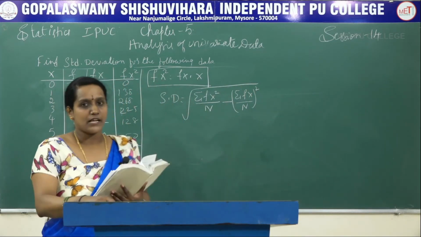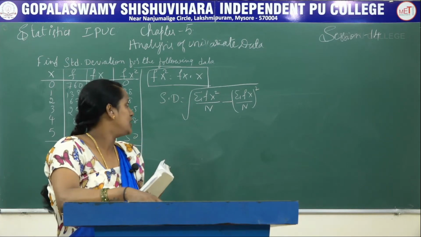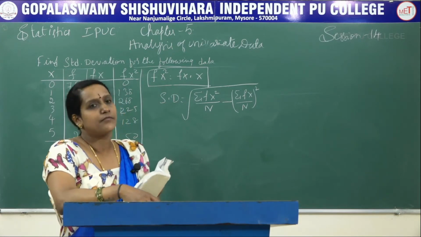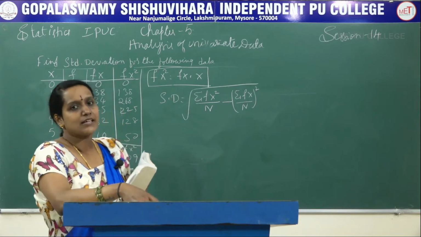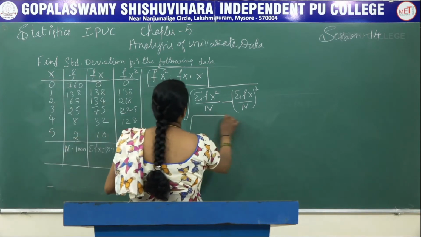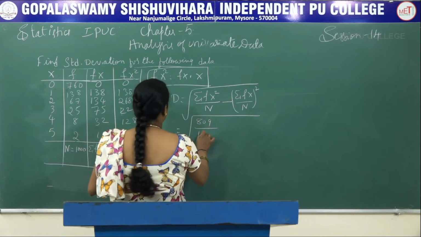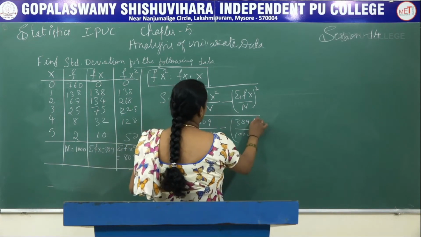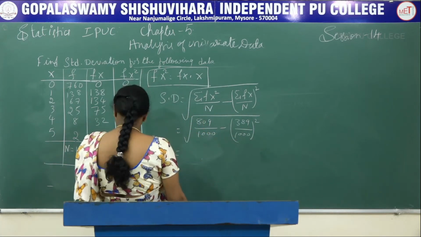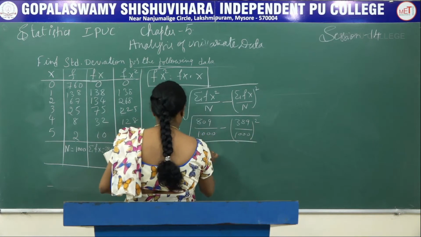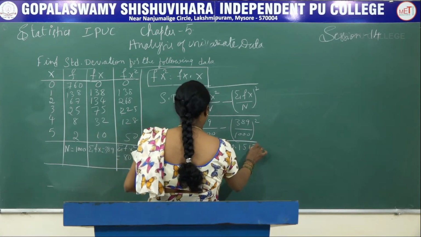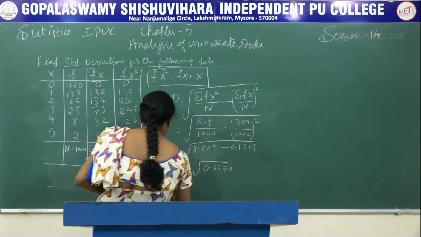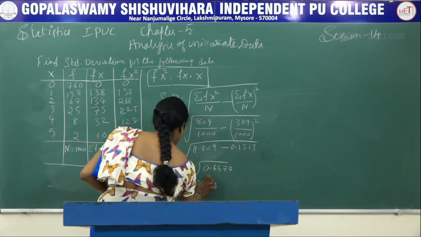While solving raw data, frequency is not there and we use small n, but for this discrete case, along with the frequencies we take capital N. Substituting the values: 809 divided by 1000 minus 389 by 1000 the whole square, which is the square root of 0.809 minus 0.1513, so the standard deviation is the root of 0.6577, which is 0.81.